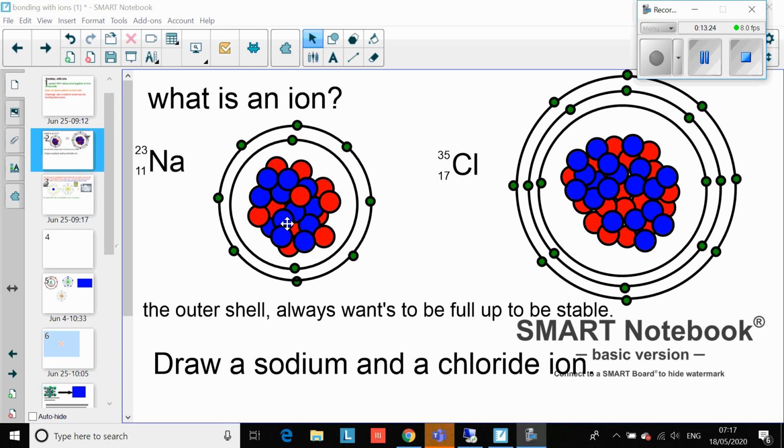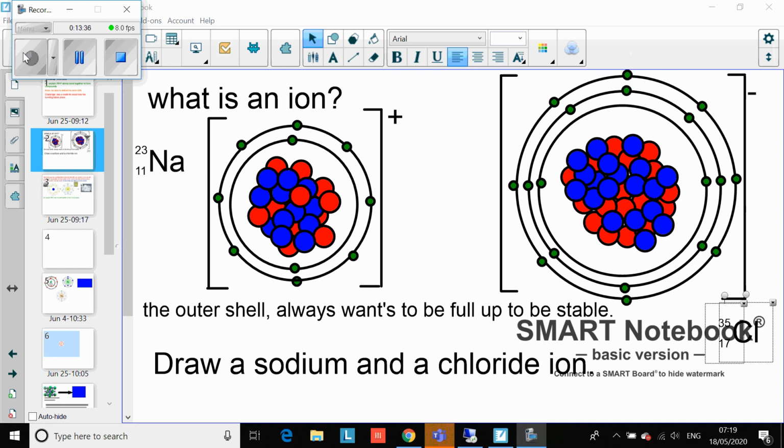But there are some side effects from this. There are 11 positive charges, but now only 10 negative charges. So what's happened is sodium has become a positive sodium ion. Okay, so this is what you've got. You've got sodium, which is a positive ion, but chlorine, remember it had 17 positive charges, but now it's got 18 electrons, so it's slightly negative.